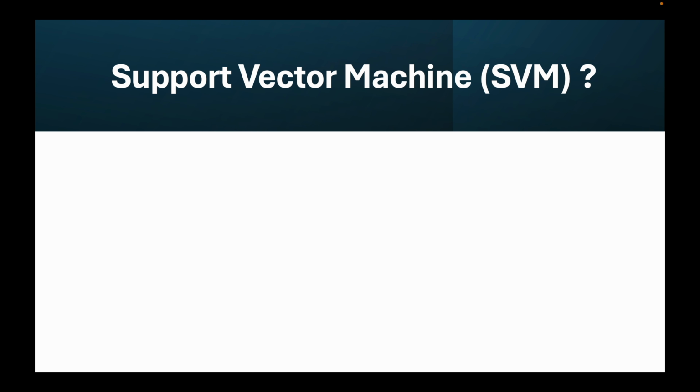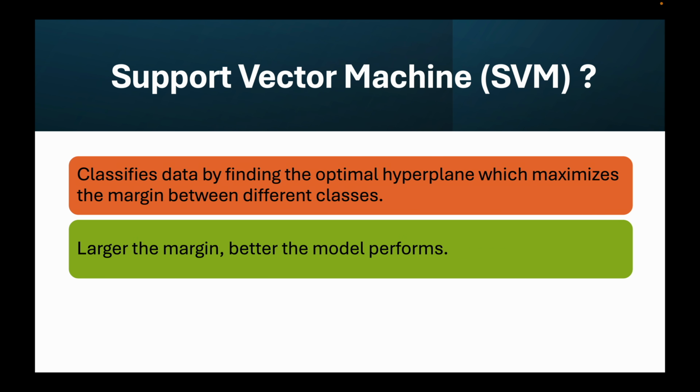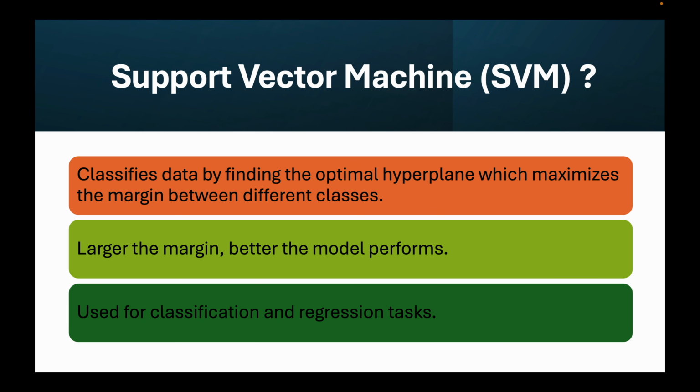What is support vector machine or SVM? It is an algorithm that classifies data by finding the optimal hyperplane which maximizes the margin between different classes. The larger the margin, the better the model performs. A support vector machine is a supervised machine learning algorithm used for classification and regression tasks.